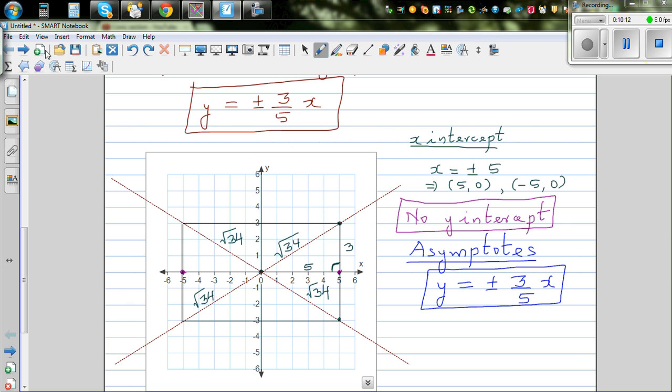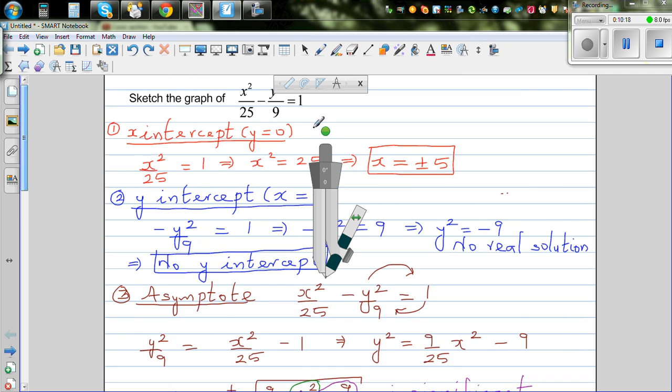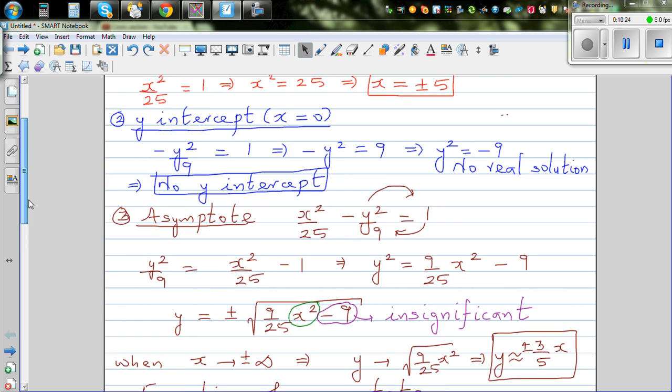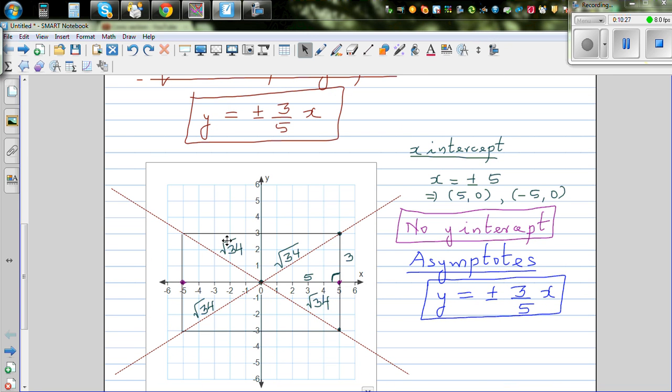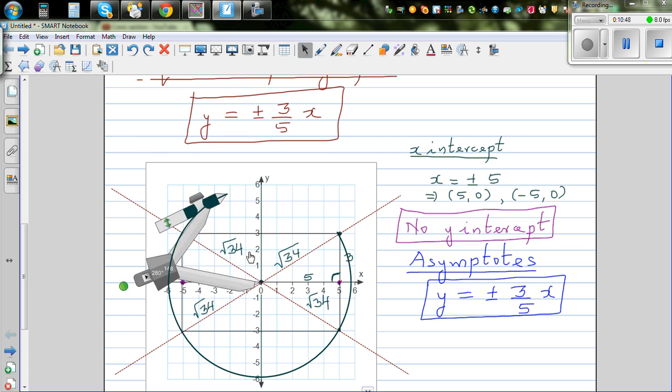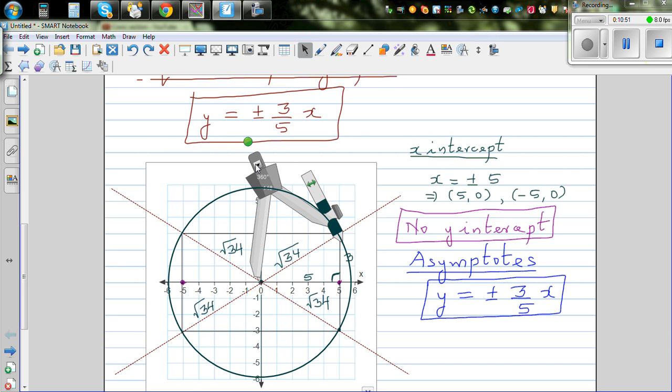And then you can draw a circle. Let me use a compass. I'll drag this down, cut and paste it here. So this is my electronic compass. Let me draw a circle. This is a circle. Okay, perfect. I want to delete it now.